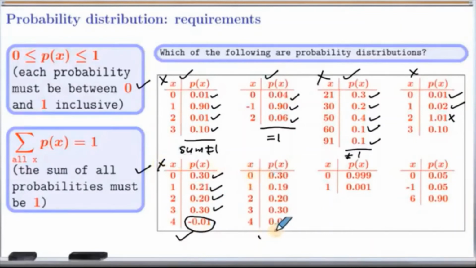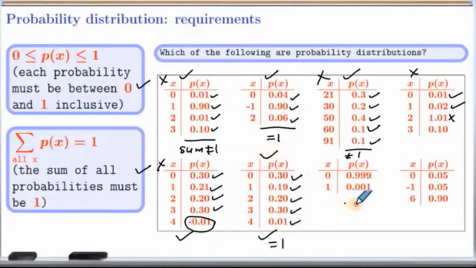Let's look at this one. So the first requirement is probabilities must be between 0 and 1. So this is between 0 and 1. This is, and this is also between 0 and 1. And this is also between 0 and 1. So when we add all these probabilities up, their sum is also 1. So therefore, this is a probability distribution.